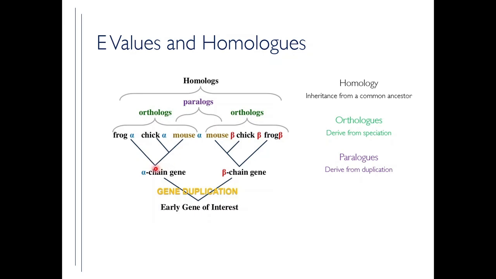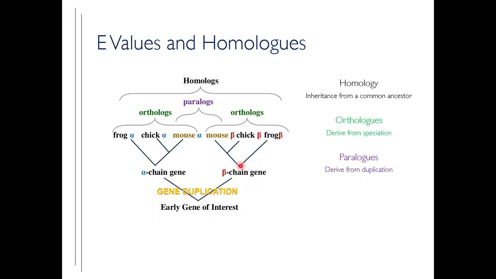But because they've all derived from a speciation event of this original organism, these alpha chain genes within the frog, the chicken, the mouse are actually orthologs, or orthologous, to each other. And that's shown here with the beta chain as well.